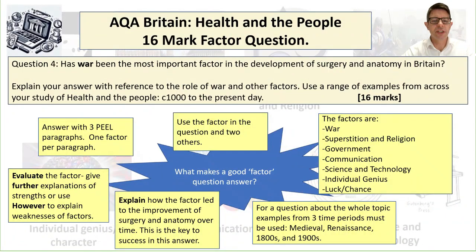Okay, so here's some of the things you need to think about. I would recommend, if you've got time, doing 3 PEEL paragraphs, 1 factor per paragraph. You can get away with 2 and a conclusion, but those 2 need to be really good. Otherwise, you might not get the marks. Whereas 3, if you've got the time, means you can have an extra paragraph in case one of them's a bit rubbish, and you can also cover more of the time period and more of the ideas.